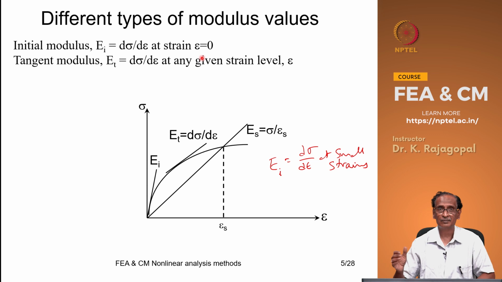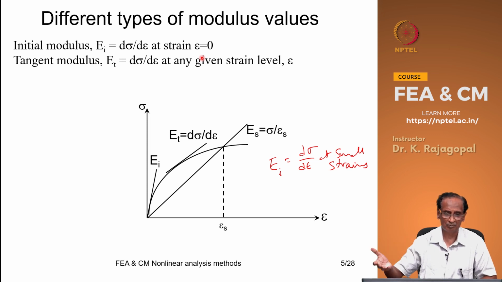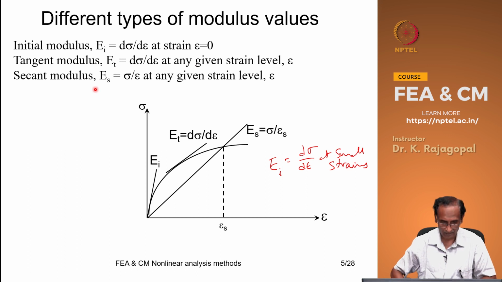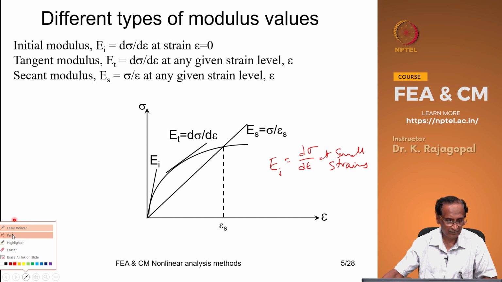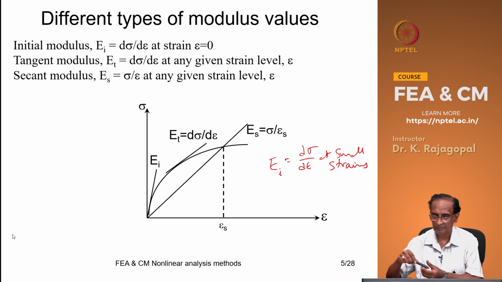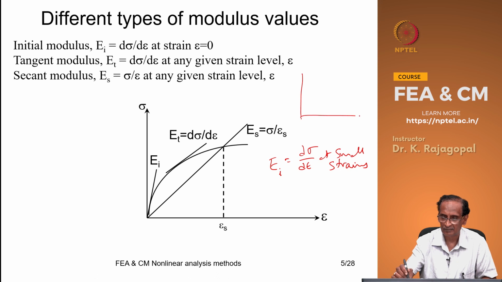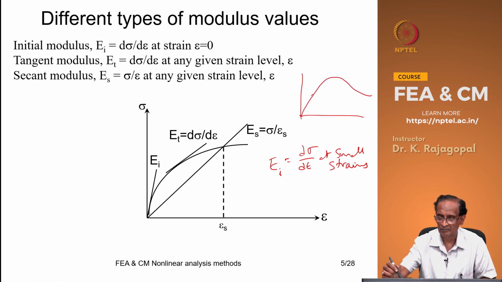At any strain level we can find the tangent, and that could be your tangent modulus, and then the secant modulus E_s is sigma by epsilon at any given strain level epsilon. And you might wonder why we need this secant modulus. That's because let us say we are dealing with the strain softening problem like this.